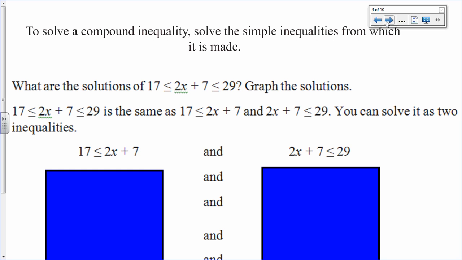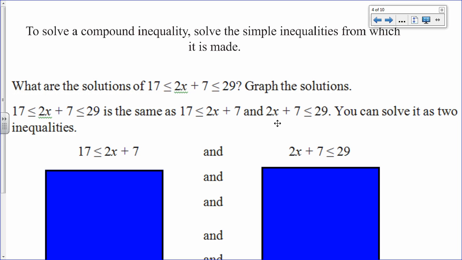Sometimes compound inequalities are written out like this one here: 17 is less than or equal to 2x plus 7, which is less than or equal to 29. When you have a problem like this, you're going to break it up into two separate problems. Take the first two thirds of the inequality: 17 is less than or equal to 2x plus 7.